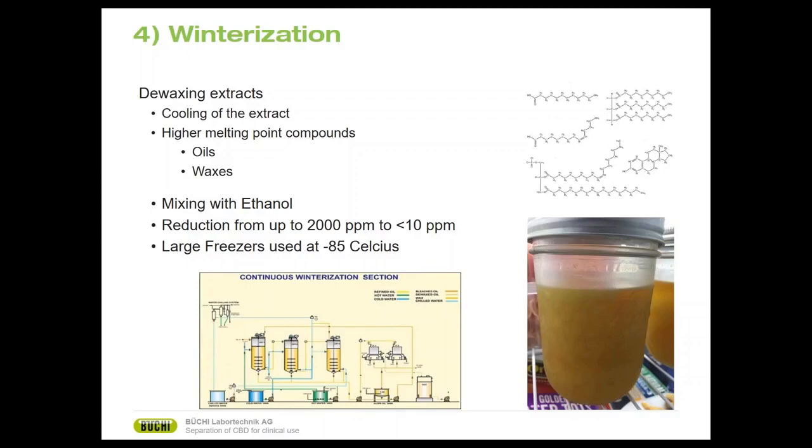Depending on the wax content, the mixture will wait up to 24 hours in the freezer and the wax precipitates to the bottom. It helps to reduce the wax amount from 2000 ppm to less than 10 ppm. Removing wax is very important for your column health, which we will discuss later in the chromatography section.